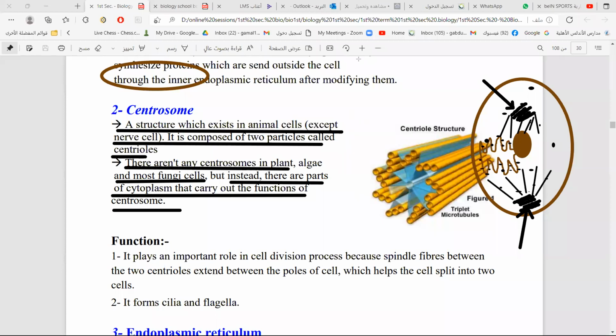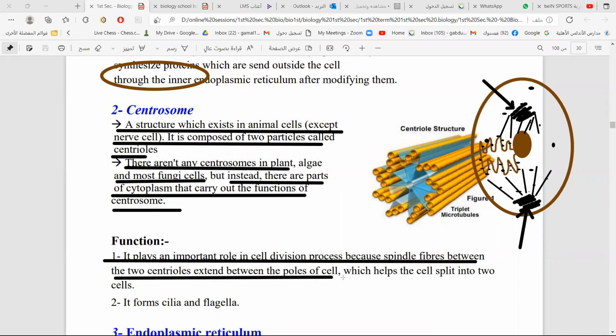When we studied the mitotic division and the meiotic division, the centrosome helped in division. They play an important role in the process of cell division. The spindle fibers extend between the two centrioles and the poles of the cell, which helps to split the chromosomes into two groups. Also, they help in formation of cilia and flagella. Some living organisms have cilia and flagella, and the centrosome helps in their formation.